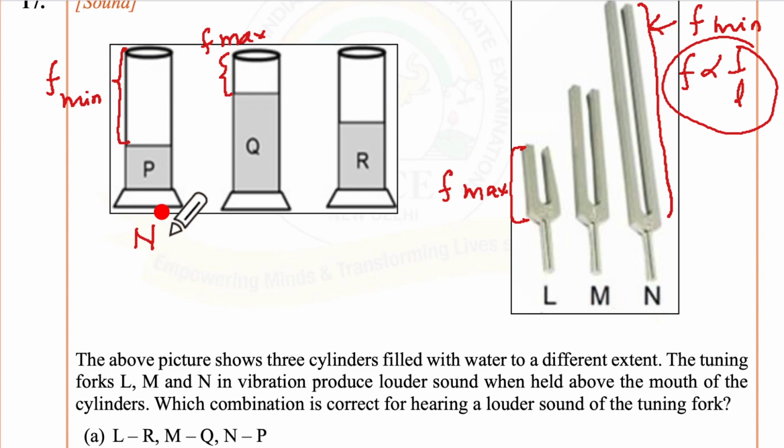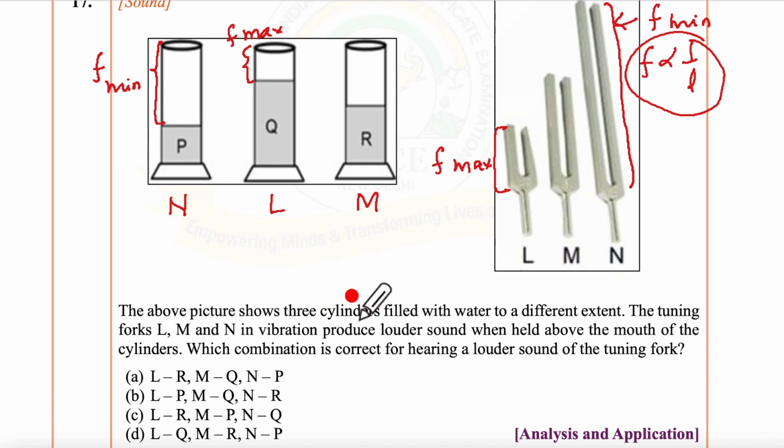So P will give loud sound with N. This one with maximum frequency will have Q giving louder sound with L. And midway in between is M. So that will be with R. Which is the correct option here? P, N, Q, L. Where is Q, L, and N and P and M and R? So it is D option.